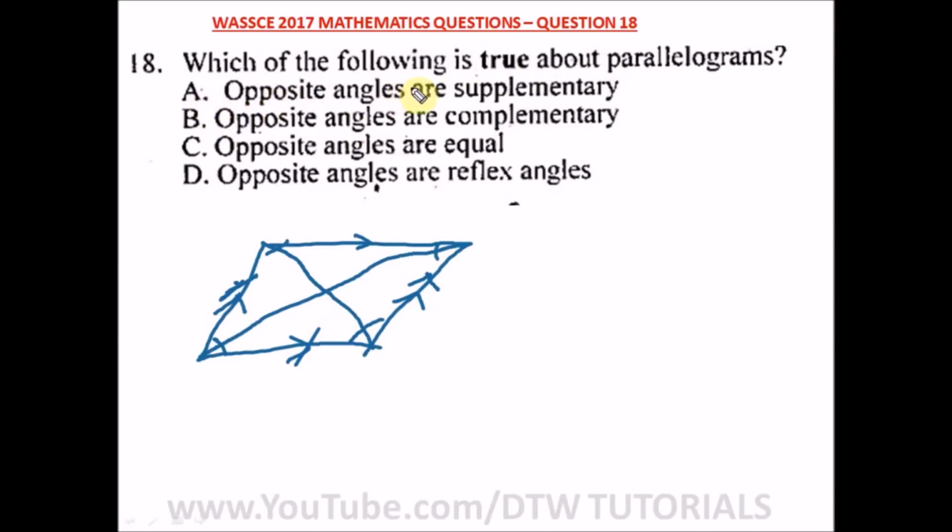They said A, opposite angles are supplementary, wrong. Opposite angles are complementary, wrong. Opposite angles are equal, correct. Opposite angles are reflex angles, wrong. So our right option here is what? Option C. Opposite angles are equal.